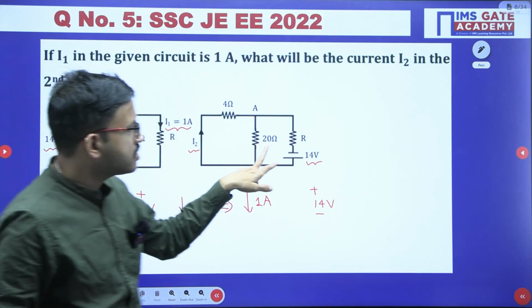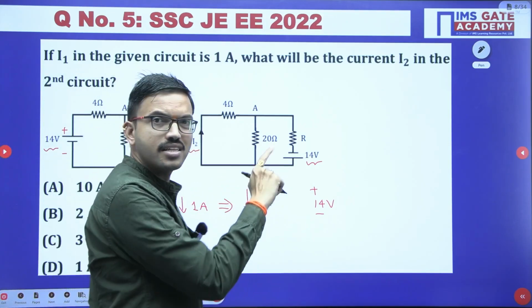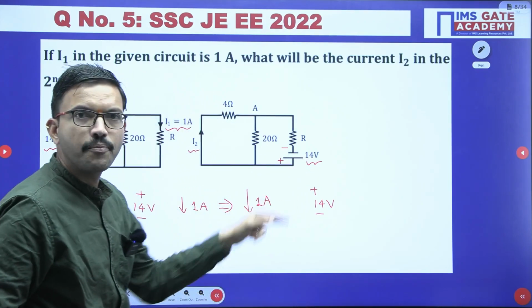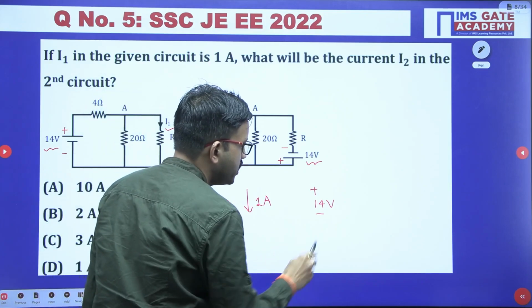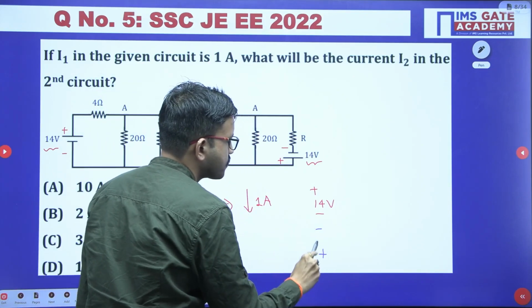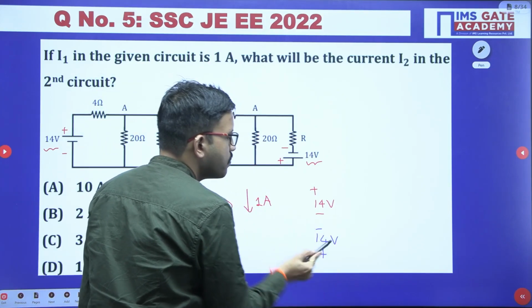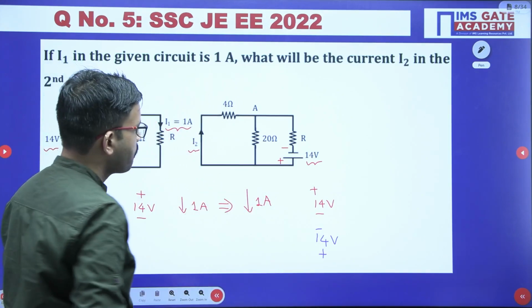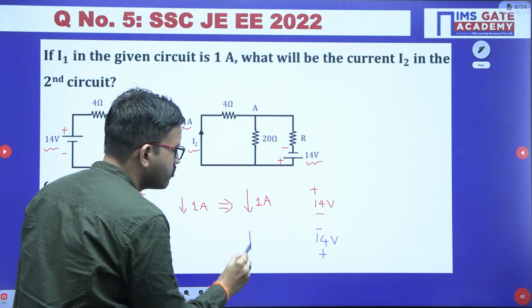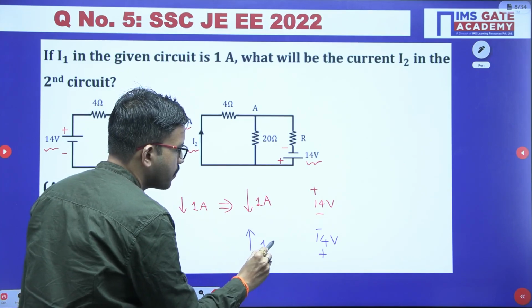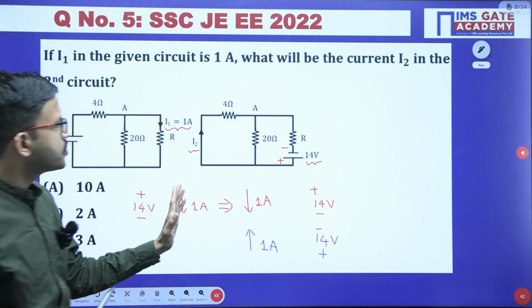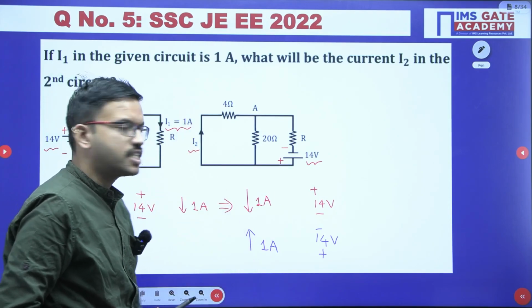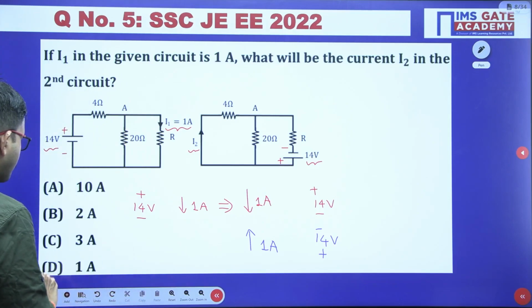But here in this circuit, just like in the previous question, you have the voltage polarities exactly opposite, minus plus 14 volt. Because you have changed the voltage polarities, obviously the current direction will change. So here actually downward, now it will be upward, 1 ampere. In this circuit also they have given the current direction upward. Since it is exactly matching, I2 will be 1 ampere.